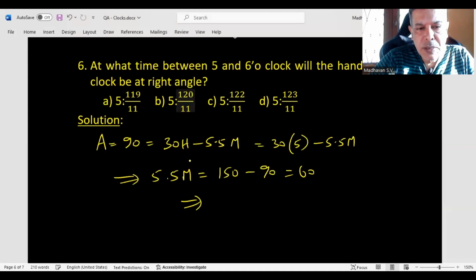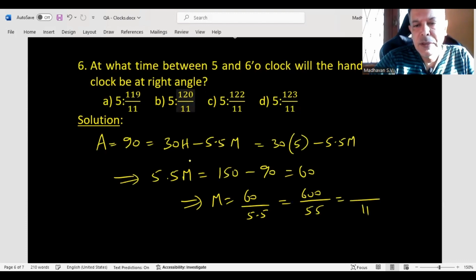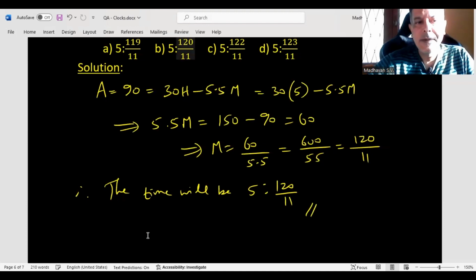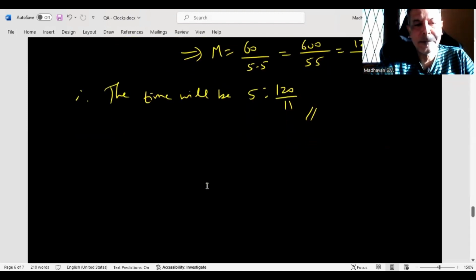That means our m will be 60 divided by 5.5. Multiplying numerator and denominator by 10, we get 600 by 55. 5 11s are 55, 5 12s are 60. So 120 by 11. Therefore, the time will be 5 hours and 120 by 11 minutes. That is the solution. Let us move on to the next question.